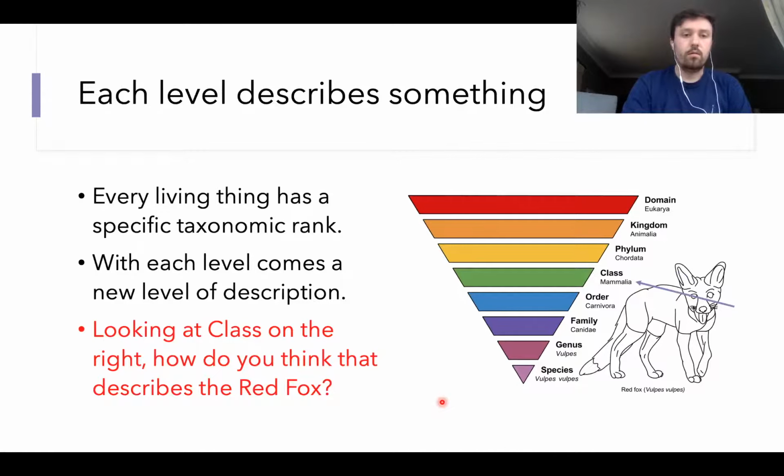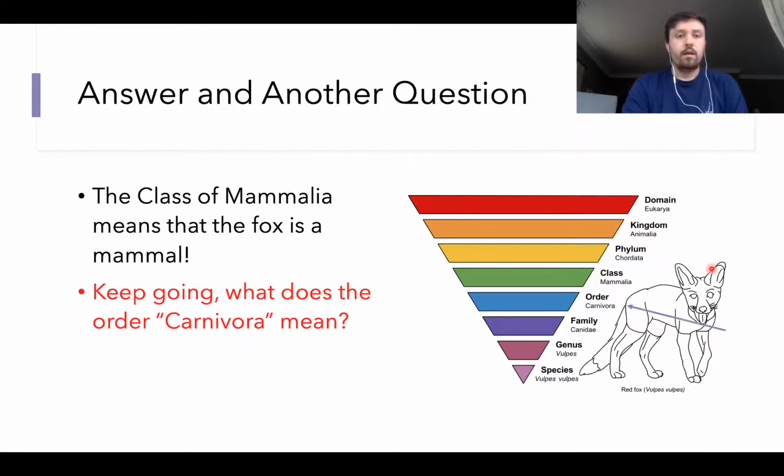page. Every living thing has a specific taxonomic rank. That's what we've kind of said. And so this question we said here, which we've already explained, looking at class on the right: how do you think that describes the red fox? Anything in the class of Mammalia is a mammal. That's how this class describes this animal. So that's just the answer I gave you there.